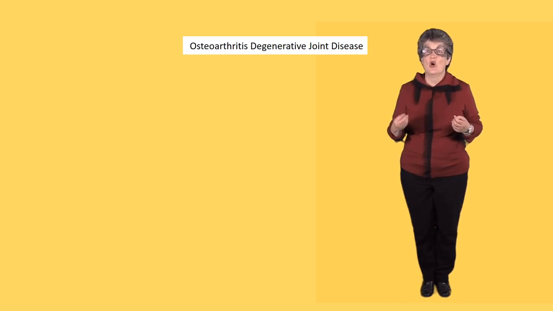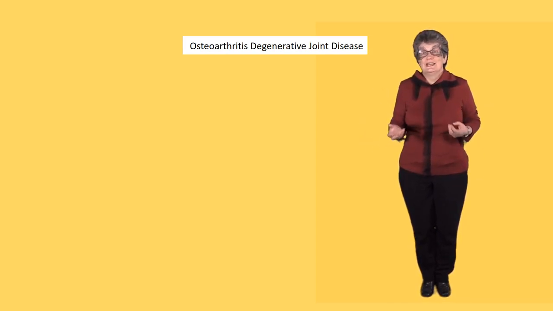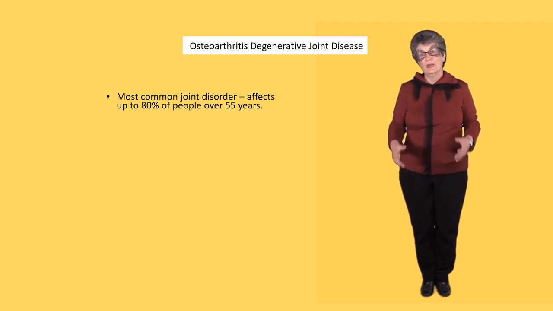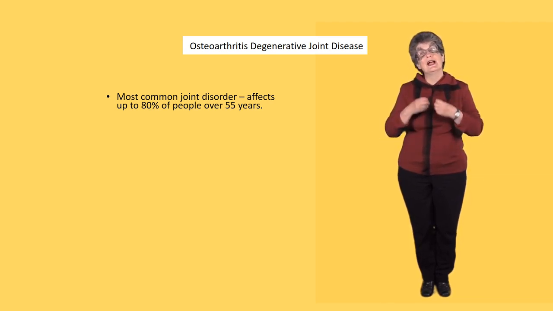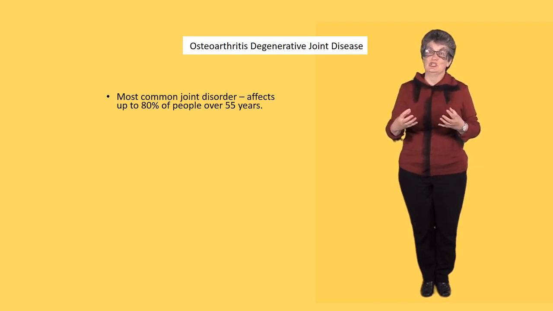Osteoarthritis is a really common disease. In fact, it's the most common joint disorder, affecting up to 80% of people over the age of 55 years. We call it degenerative joint disease rather than osteoarthritis now. Why? Because arthritis implies inflammation, and this isn't about inflammation, it's about degeneration.